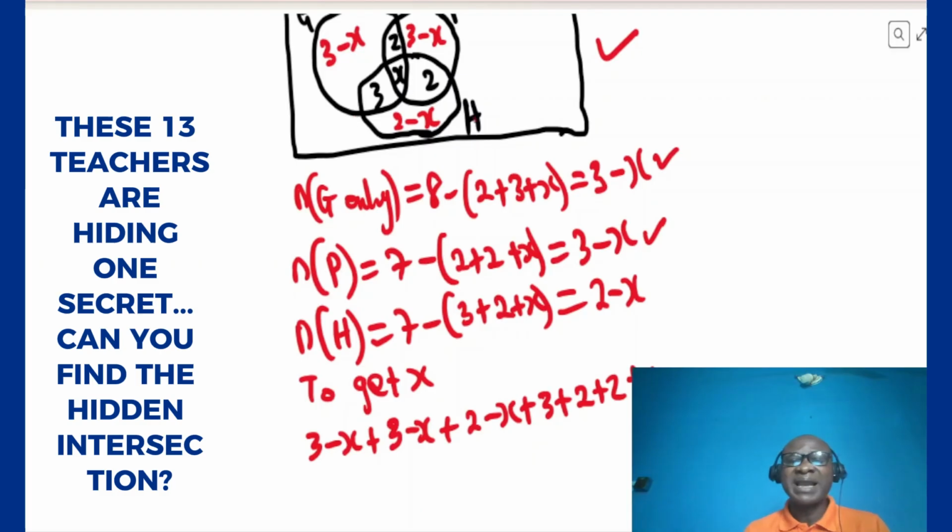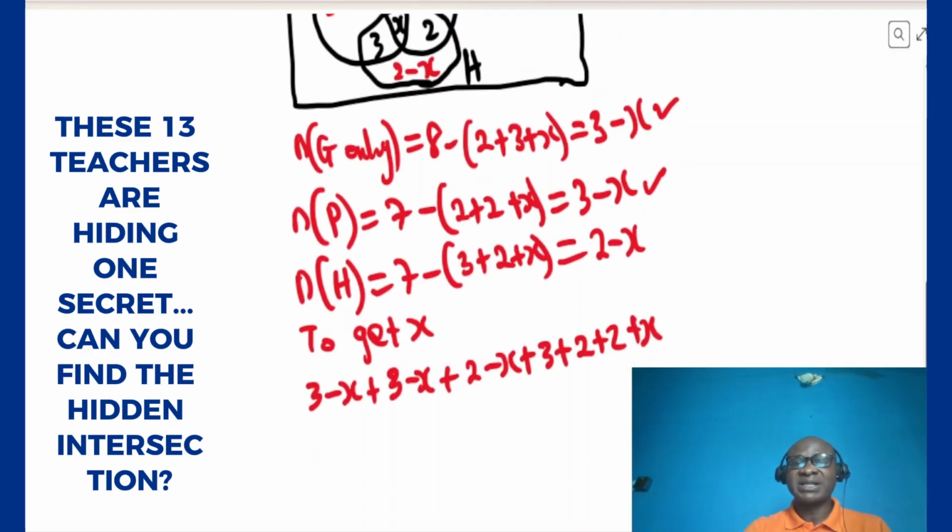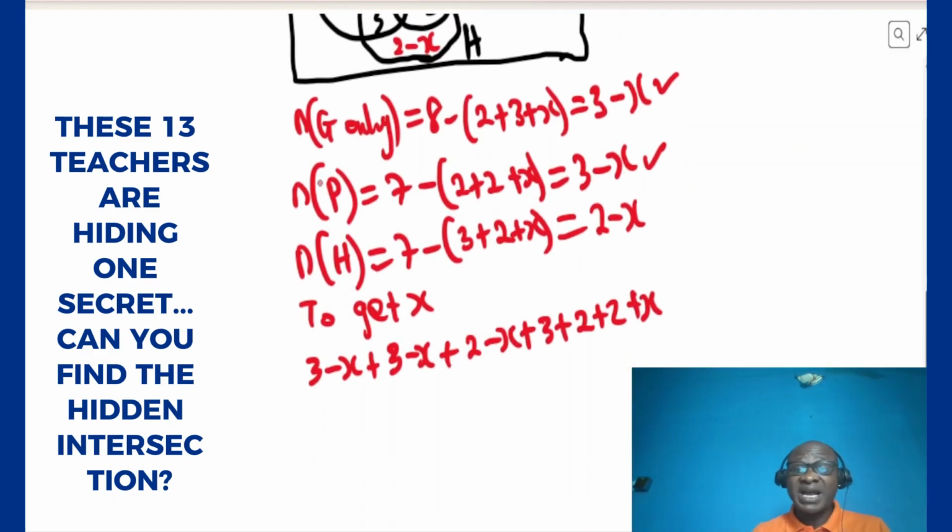What am I doing? I am adding everything inside this my Venn diagram. So everything seen in the Venn diagram: government only, geography only, history only, government and history only, government and geography only, then geography and history only. Then those who do the 3 subjects that are not known. So when I finish adding the whole of this, I will equate it to the universal set, which is 13, because there are a total of 13 teachers there.